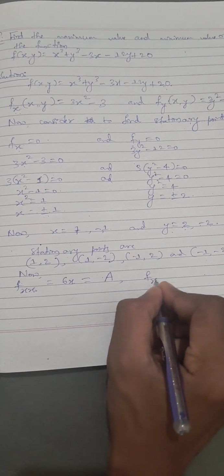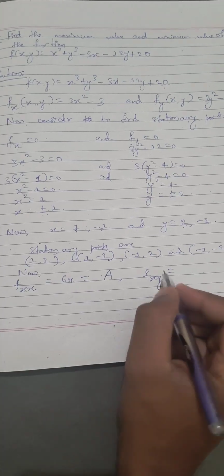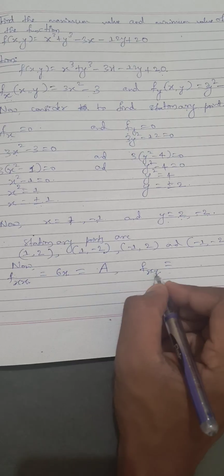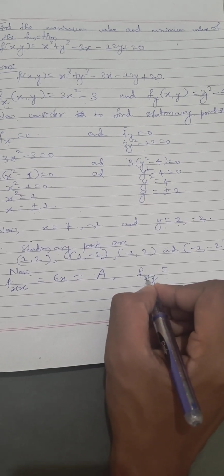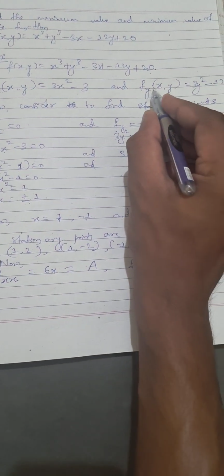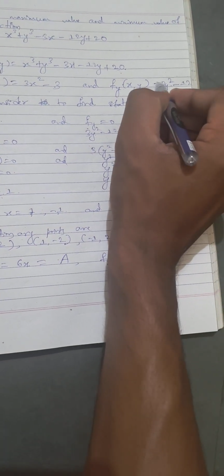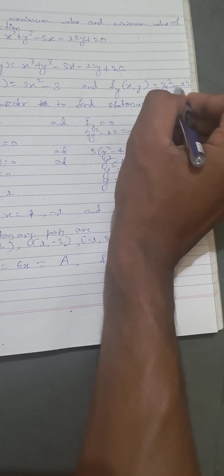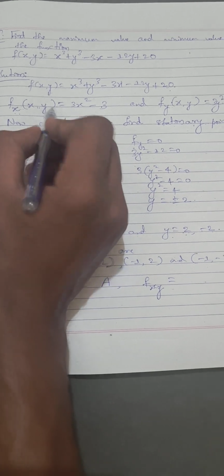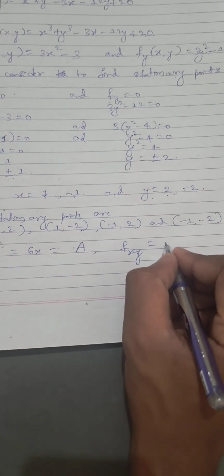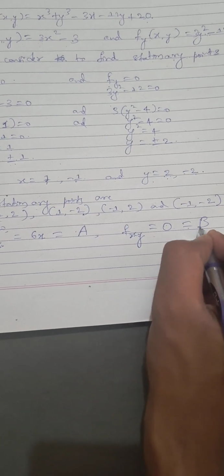Similarly, fxy means either you can differentiate fx with respect to y, or you can differentiate fy with respect to x. Is it clear? So now differentiate fy with respect to x. This is the value of fy, so if you differentiate this one with respect to x, you will get 0. Otherwise you can differentiate fx with respect to y, and here also there are no y terms, so this term also becomes 0. Therefore fxy is 0. So consider that as B.